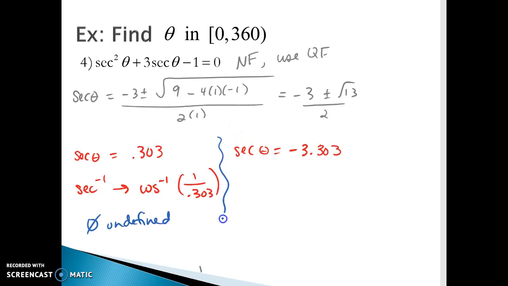The next one is, on the other hand, possible because secant can equal negative 3.303. So just like the previous one, we are going to do cosine inverse of the reciprocal.